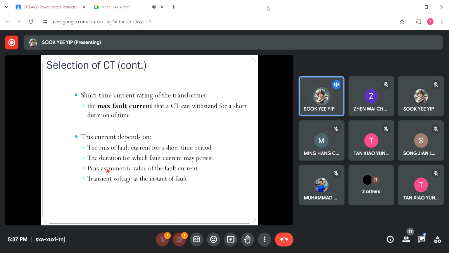What is the acceleration peak value? Remember, it only occurs at the first cycles of the current waveform. We have to treat this as the maximum current that can be withstood by this current transformer, as well as what the transients would be at the instant a fault occurs. So that is based on the short time rating for the current transformer.